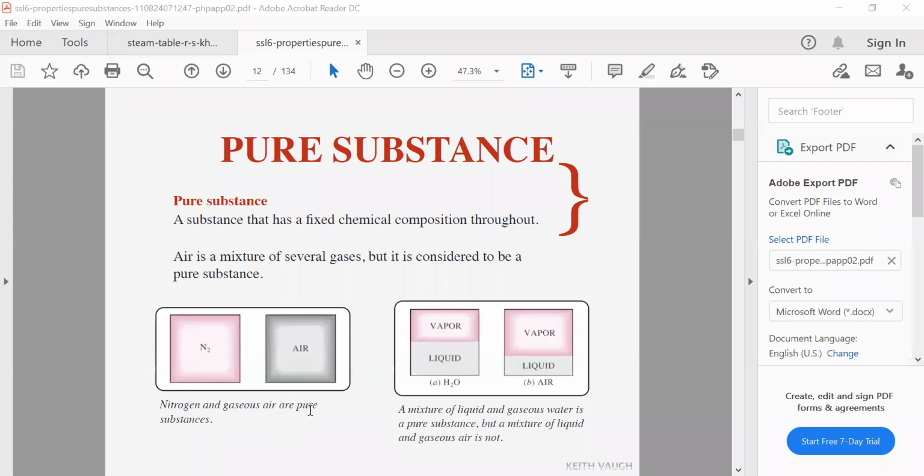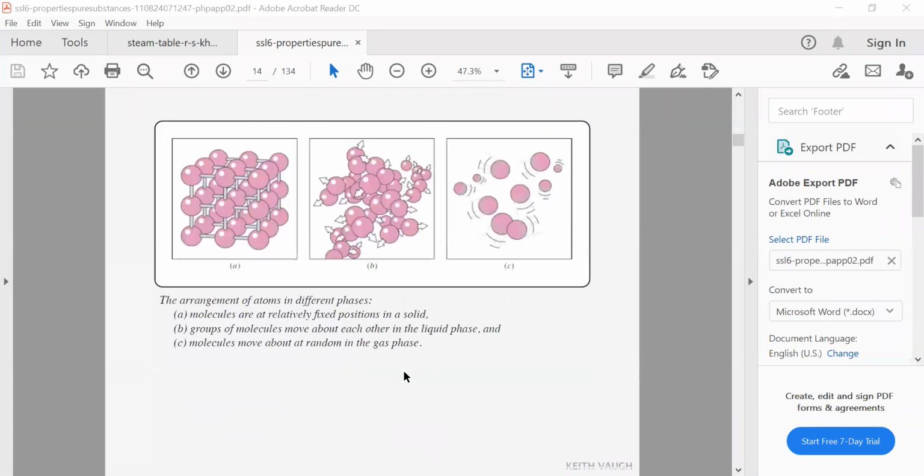Nitrogen and gaseous air are pure substances. Nitrogen is a pure substance because its chemical composition is the same throughout. Air is a pure substance because its chemical composition is the same throughout. A mixture of liquid and vapor water is a pure substance, but a mixture of liquid and gaseous air is not, because there are different phases and the chemical composition will be different throughout.